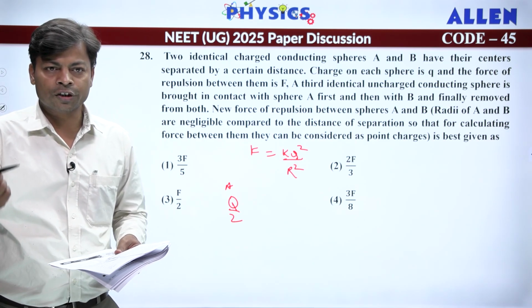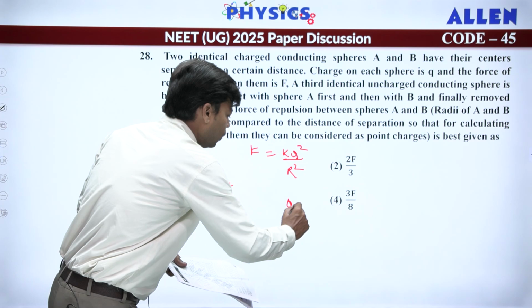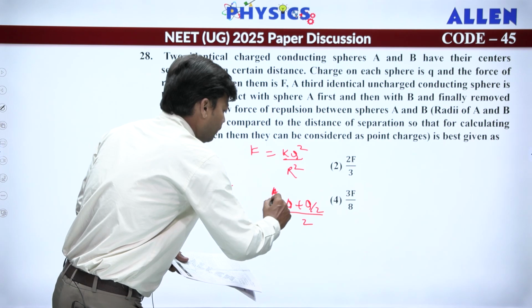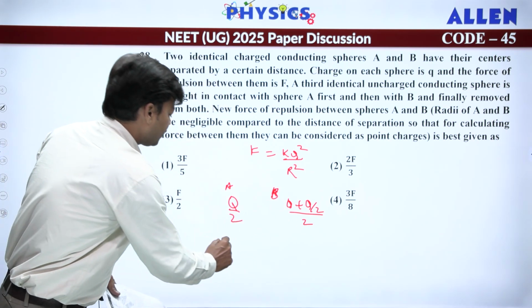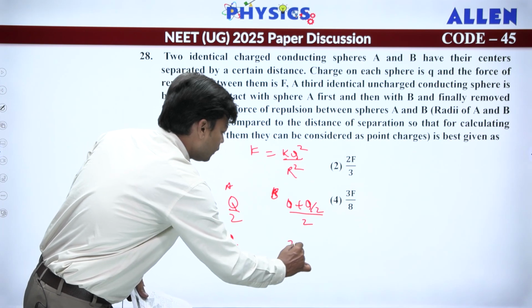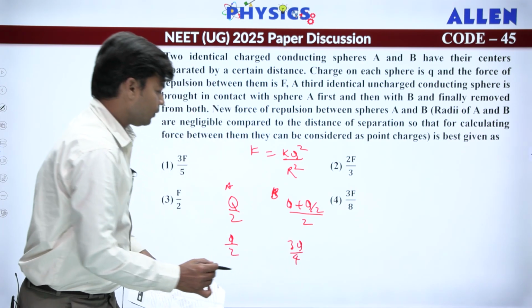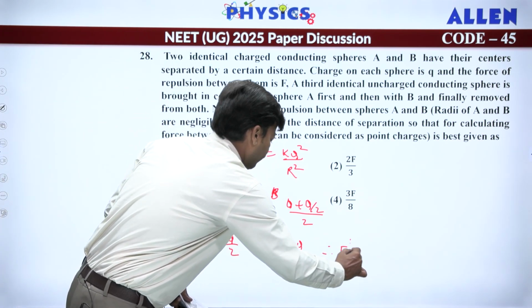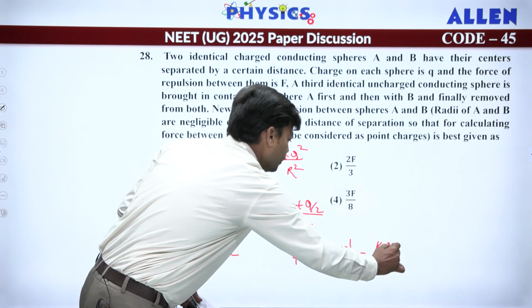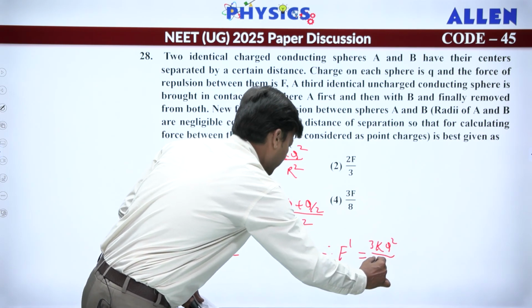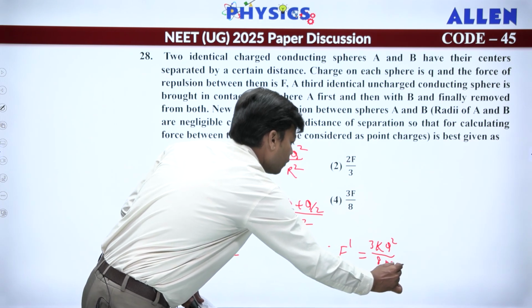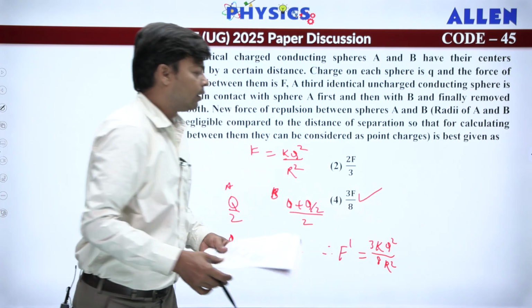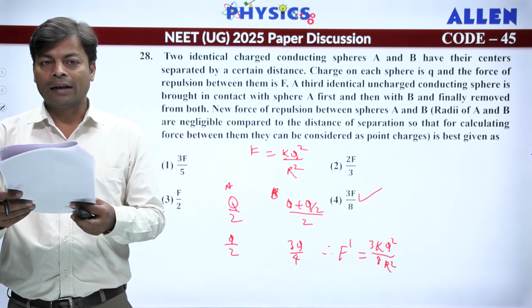It means after being touched, the charge will become q plus q by 2, whole divided by 2. That will be the charge on B. So overall the charge here is q by 2 and here the charge is 3q by 4. So the force will become the multiplication of it, and therefore F dash will become kq square into 3 divided by 8 r square. So clearly the force ratio is the fourth option, 3F by 8. We'll have answer number 4.